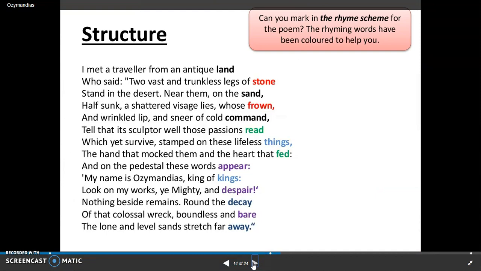So now, time for structure. I'll give you a couple of minutes, or pause this video, and there's a question for you. Can you mark in the rhyme scheme for the poem? The rhyme words have been colored to help you. So I'll let you have 10 minutes. So I can begin: A, B, C, D, E.